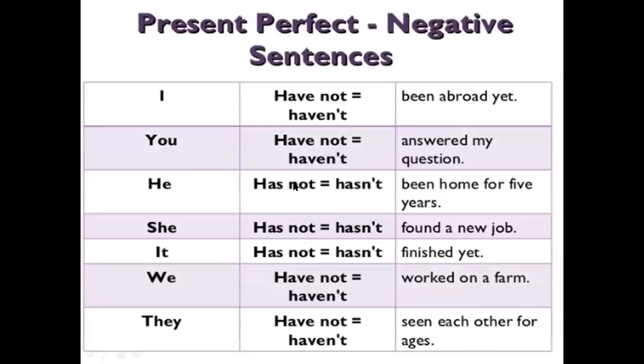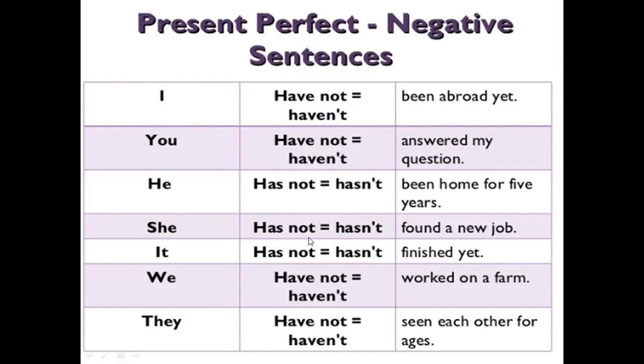Also, when we make negative sentences, it's very easy. We have the subject here, and then of course, have, and we have to add not to make it negative, or haven't. So I haven't, and then past participle, and then the rest of the sentence. So I haven't been abroad yet. You haven't answered my question. He hasn't, or he has not, been, past participle, home for 5 years.